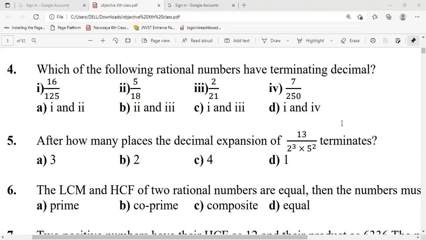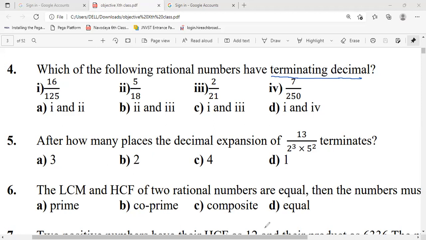Which of the following rational numbers have terminating decimals? So here, the following numbers have terminating decimals. I made a video on terminating decimals, irrational numbers, and rational numbers. I will put it in the end card if you want to see it.